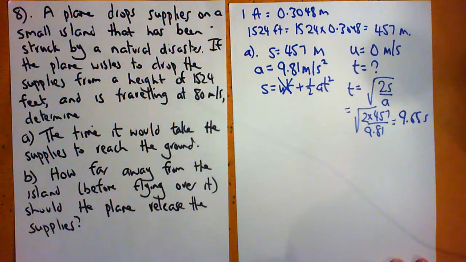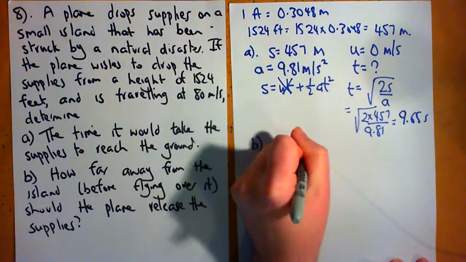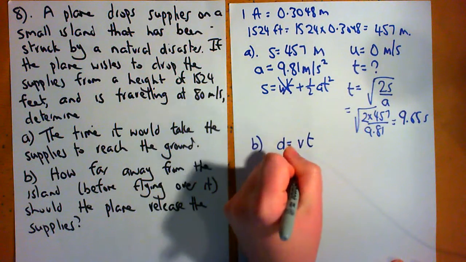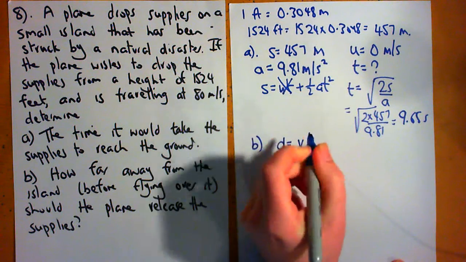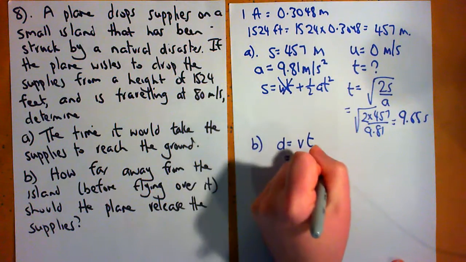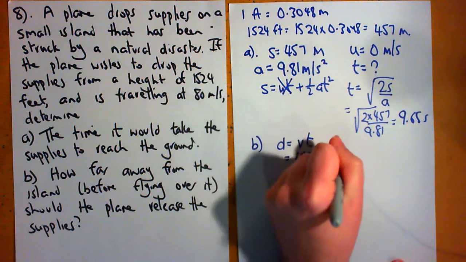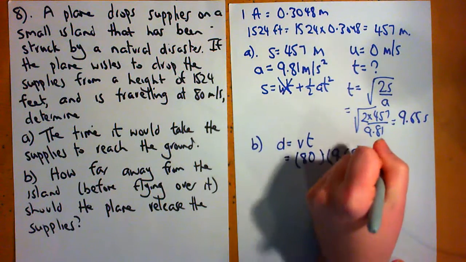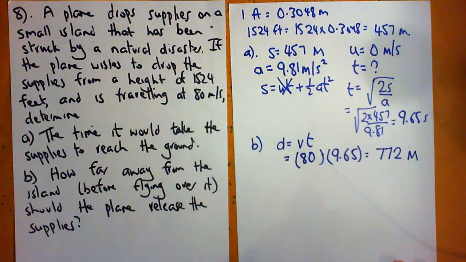Now, as the supplies fall, the only force on them will be gravity. So it's a purely vertical force. That means that there are no horizontal forces acting, and therefore no acceleration happening in the horizontal direction, which means the horizontal velocity is constant. And for constant velocity, we can use d equals vt, and now we're looking in the horizontal direction, which is going to be v equals 80 metres per second, multiplied by the time, which is 9.65, and if we calculate that we get 772 metres.